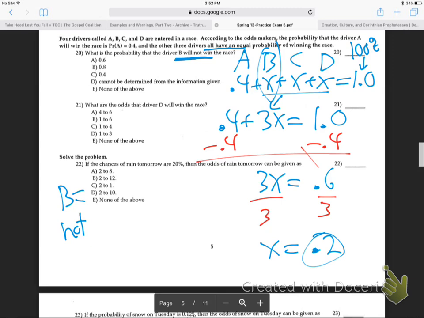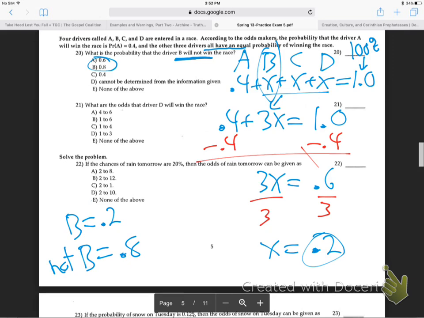So B is 0.2. I'm running out of room here. Like there's a 20% chance of rain kind of thing, right? The chance it won't rain, the chance it's not B, is 0.8. You've got to add it to 1.0. With me on that? 0.8, there it is.